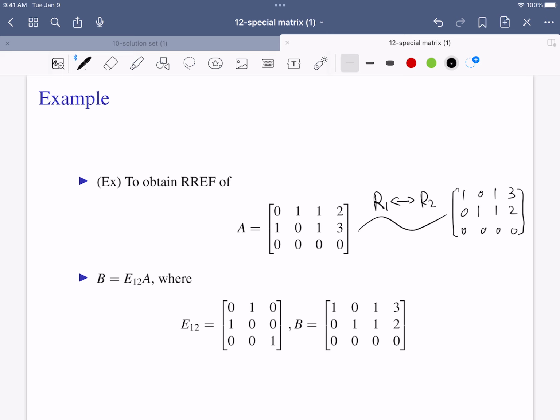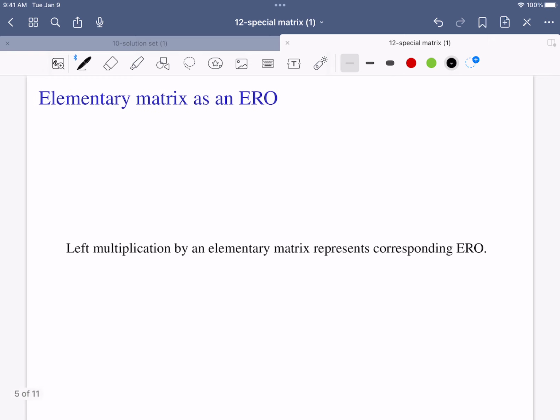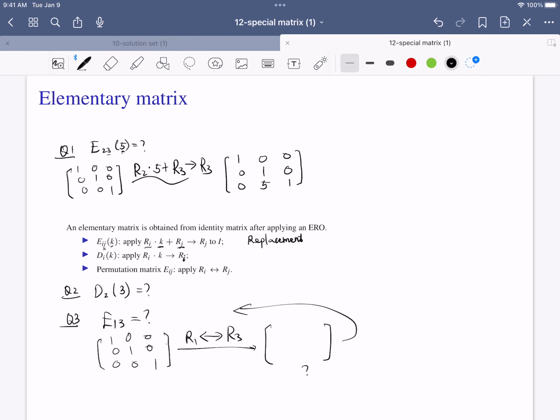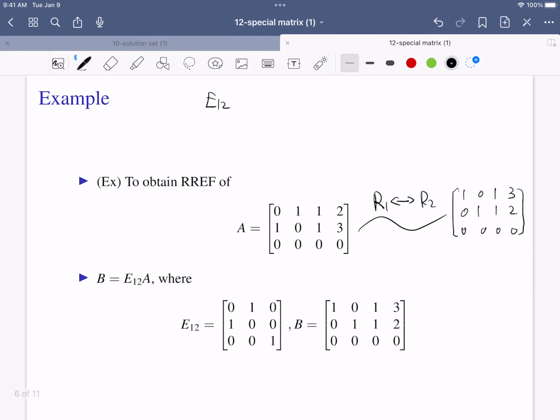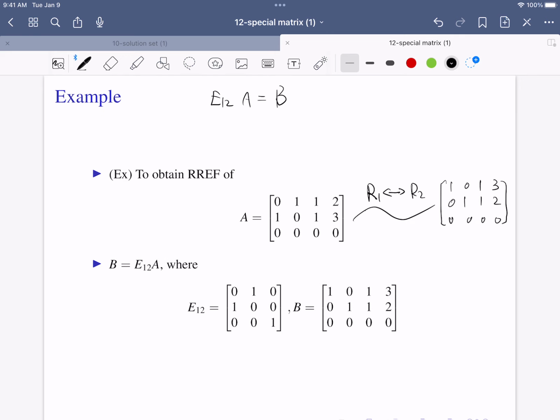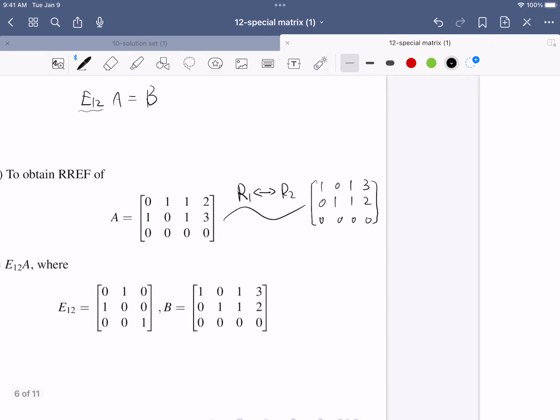But this is not matrix multiplication. Actually, what we did is matrix multiplication. So what we did is E12, elementary matrix. E12 means swap R1, R2. E12 times A gives B. So this is matrix multiplication. Every ERO stands for matrix multiplication by an elementary matrix.